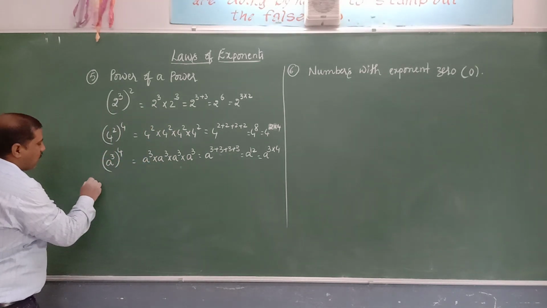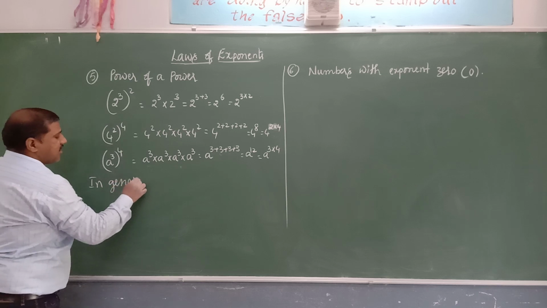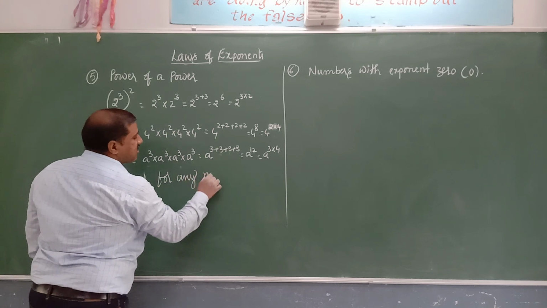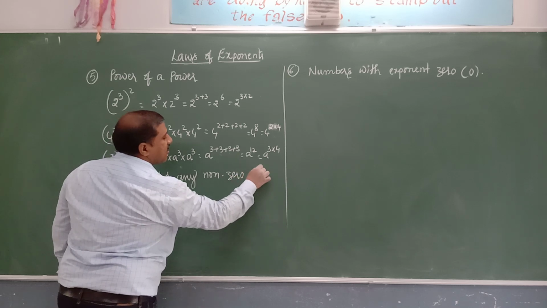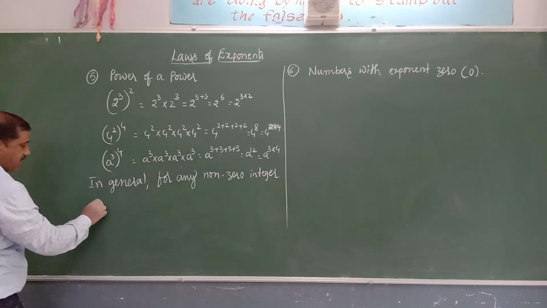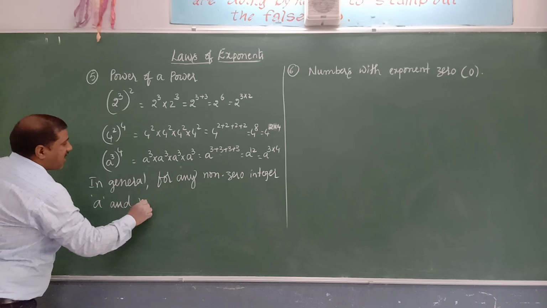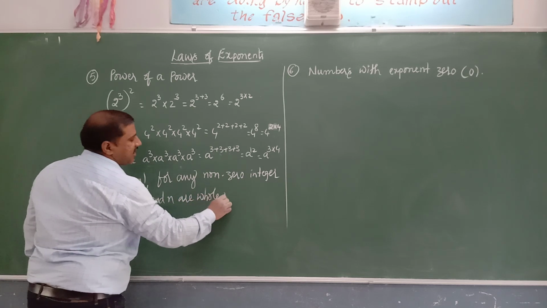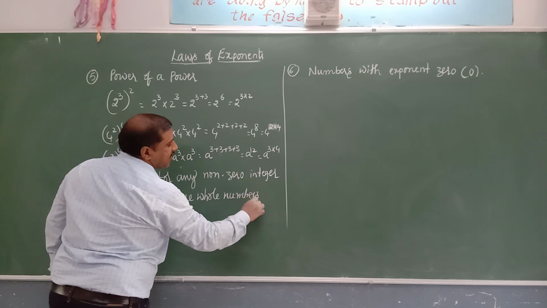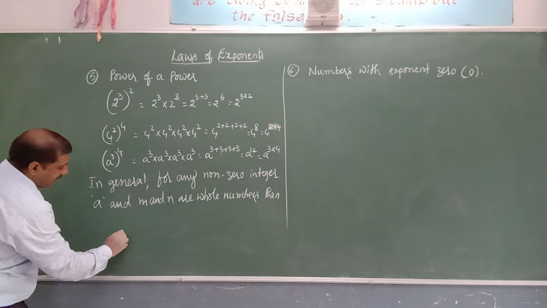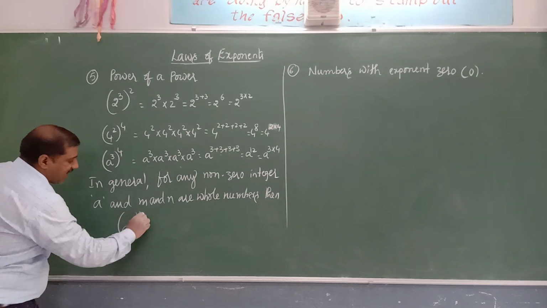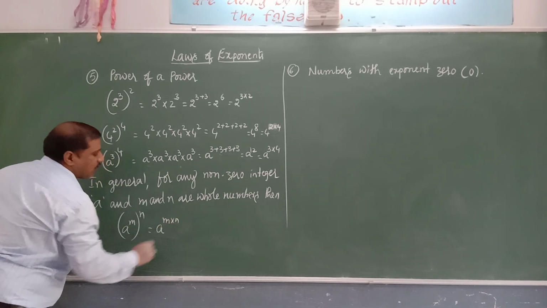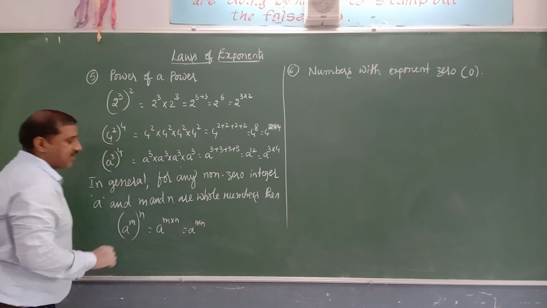So from this, what can we conclude? In general, for any non-zero integer a, and m and n are whole numbers, then what can we say? a to the power of m whole to the power of n is equals to a to the power of m into n, that is equals to a to the power of mn.